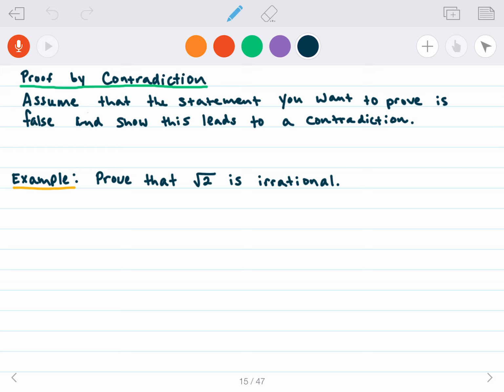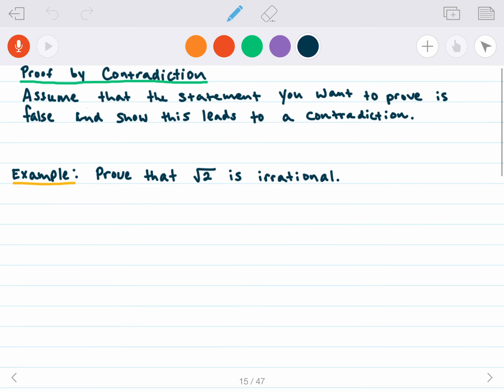So we've been doing direct style proofs. The next kind of style that you'll learn to love is proof by contradiction. The logic here is that you assume that the statement that you want to prove is false and show that this leads to a contradiction in the premise. The classic example of this is prove that the square root of 2 is irrational. And how in the world do you do this? Well, the strategy is to assume that it's rational and derive a contradiction. So that's what we're going to do.